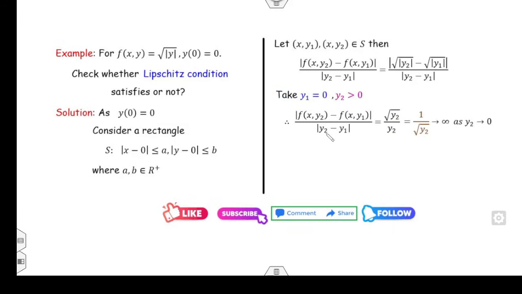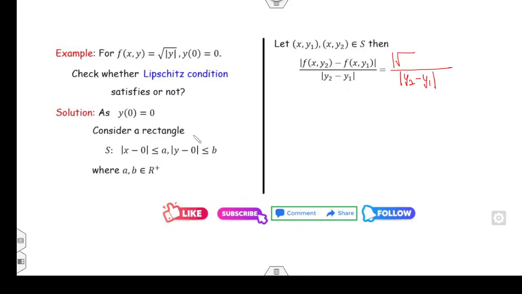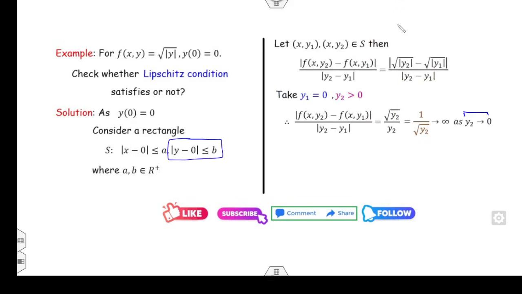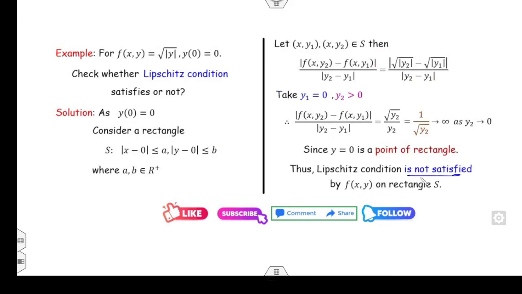Fine. क्लियर. अब क्या आपका y2 इस डोमेन में लाई करता है? Yes, because आप देखो आपने rectangle क्या बनाई थी, यहां देखो 0 lies in the rectangle. Fine. Y is equal to 0 is the part of the rectangle. So whenever y approaches 0, that means either from the upside or from the below side, the function will not satisfy my Lipschitz condition. Hence, f does not satisfy my Lipschitz condition on this particular rectangle S.